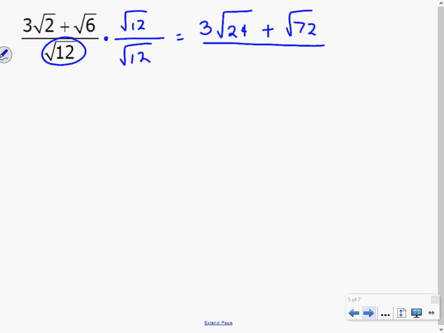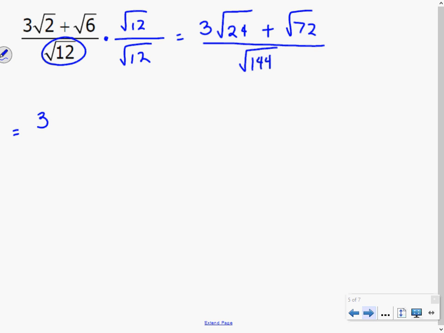And then when I multiply my square root of 12s together, I get the square root of 144. Okay, well, we've got quite a bit of cleaning up to do here. Okay, let's start in our numerator. Let's break down those square roots.